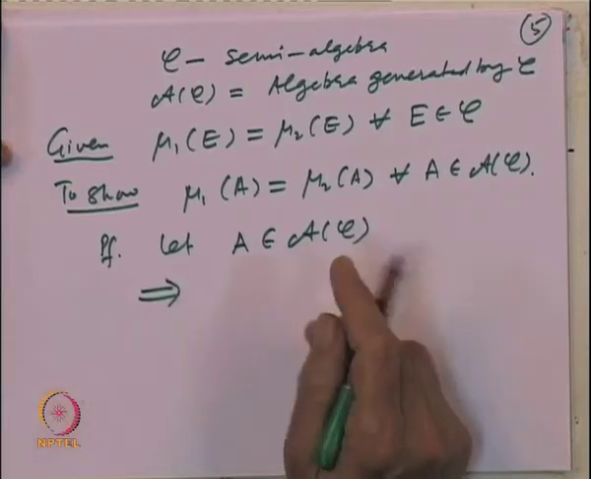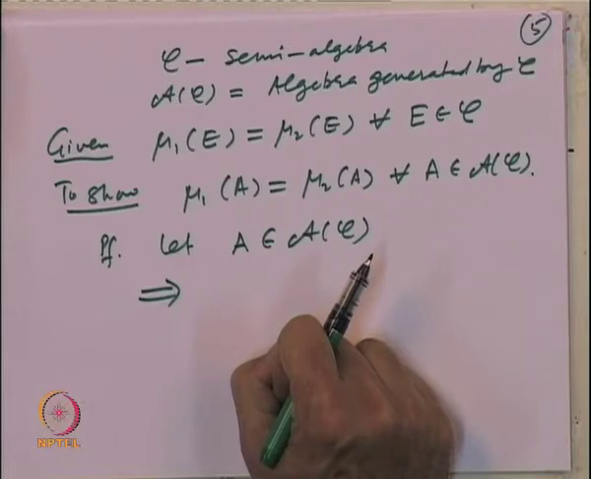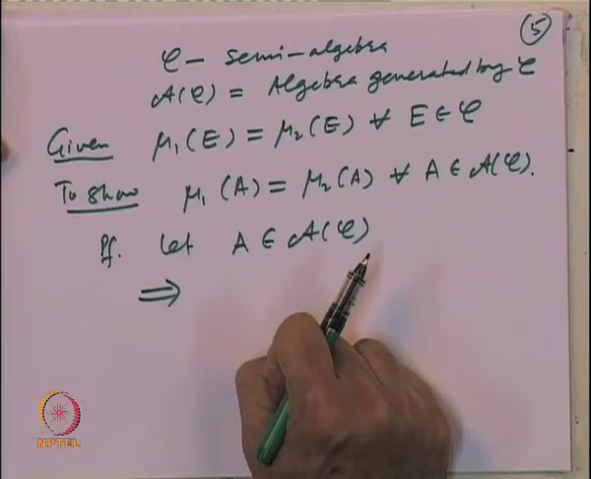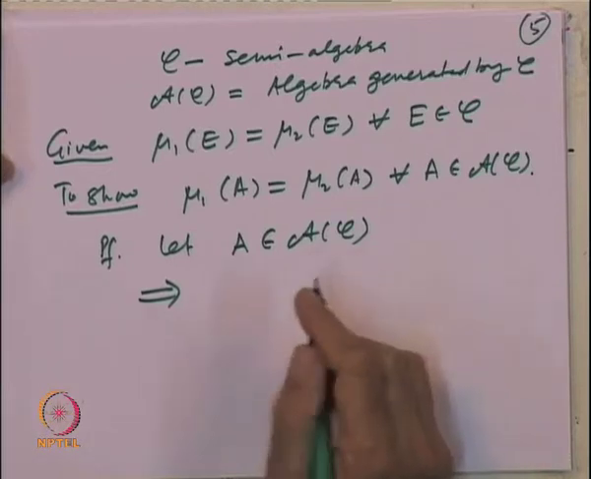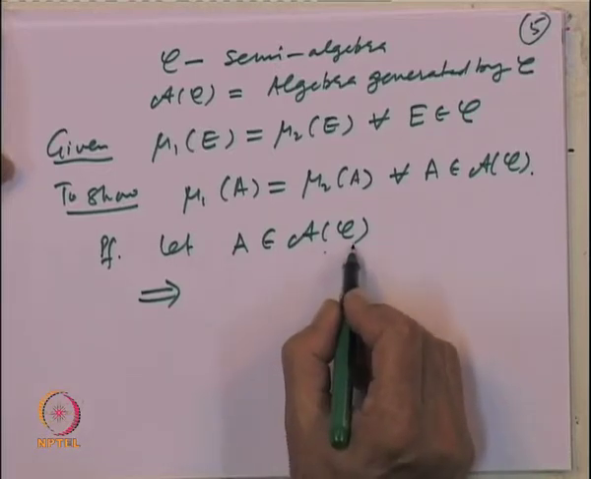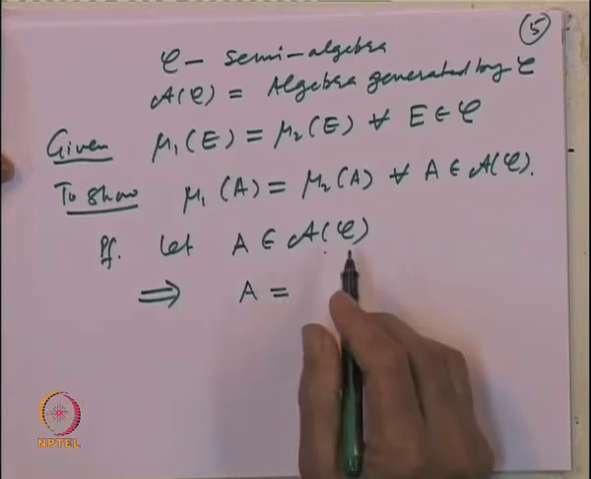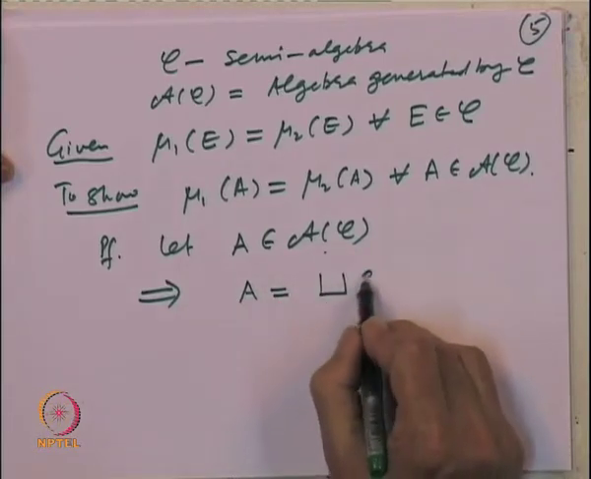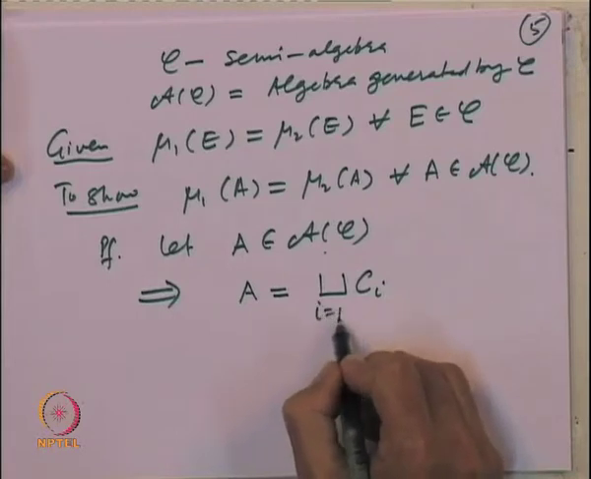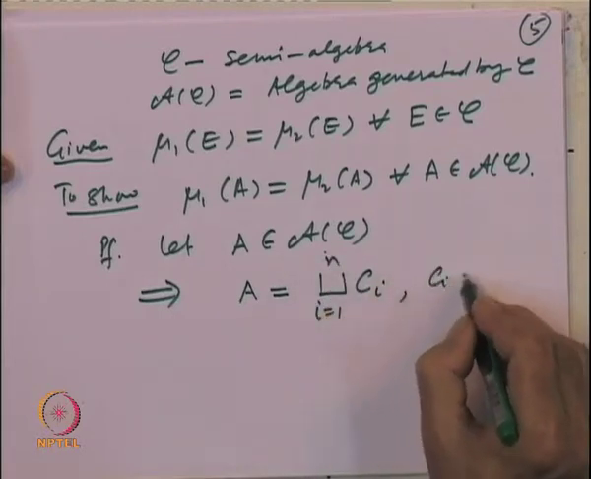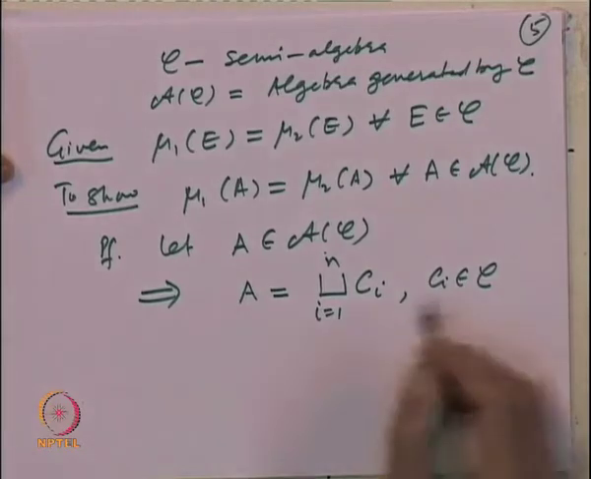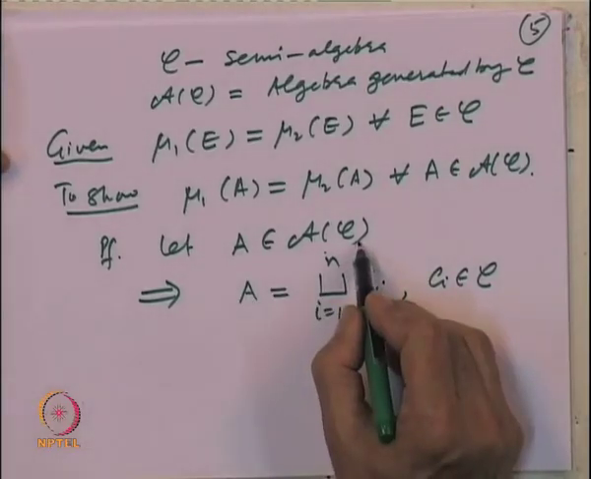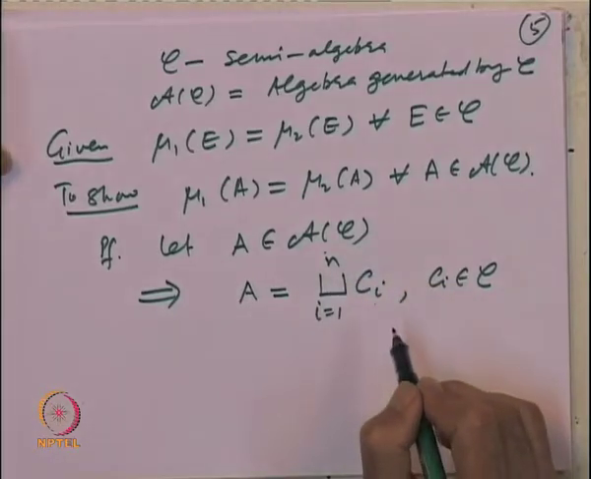Recall we had shown a characterization of elements of the algebra generated by a semi algebra. We showed that if A is an element of the algebra generated by a semi algebra, then this A must look like a finite disjoint union of elements C i, i belonging to N, where the C i's belong to the semi algebra C. So, every element A in the algebra generated by a semi algebra must have a representation like this.